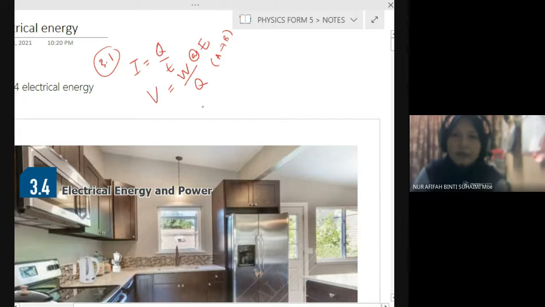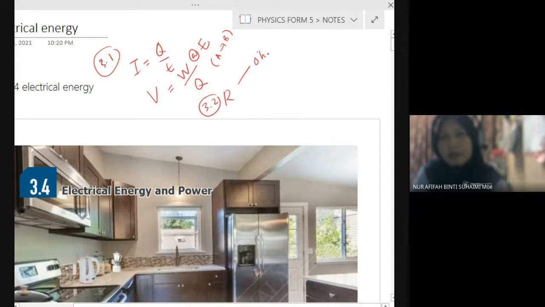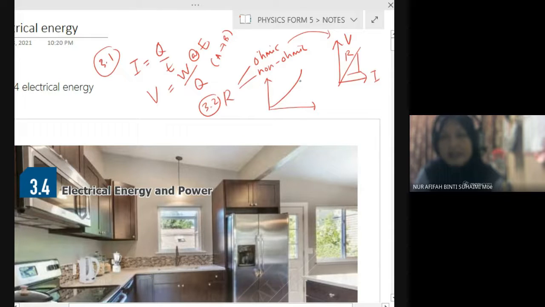Okay, and then 3.2, we have R, resistance. We have ohmic conductor and non-ohmic conductor. Ohmic conductor means the conductor's characteristic follows Ohm's law. So its graph of V against I is directly proportional, and we can get R from the gradient of the graph. Non-ohmic, the resistance increases, affected by the temperature. So we can compare ohmic and non-ohmic.